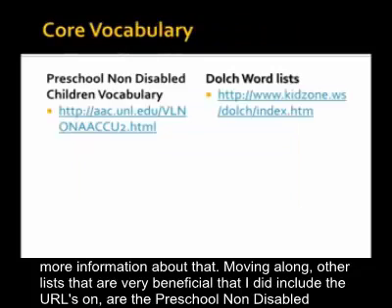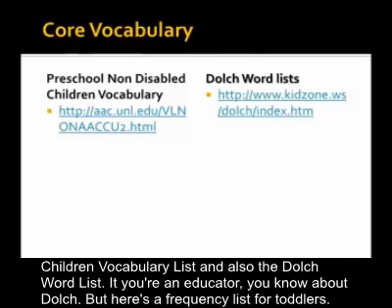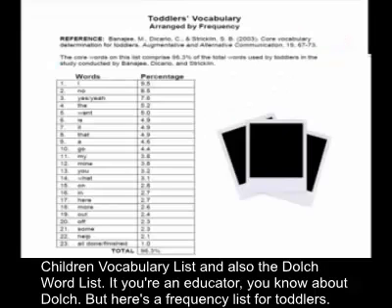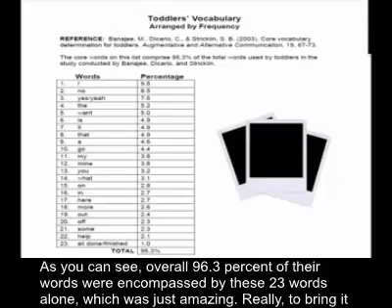Moving along, other lists that are very beneficial that I did include the URLs on are the preschool non-disabled children vocabulary list, and then also the Dolch word list. If you're an educator, you know about Dolch. But here is a frequency list for toddlers. As you can see, overall 96.3% of their words were encompassed by these 23 words alone, which is just amazing.